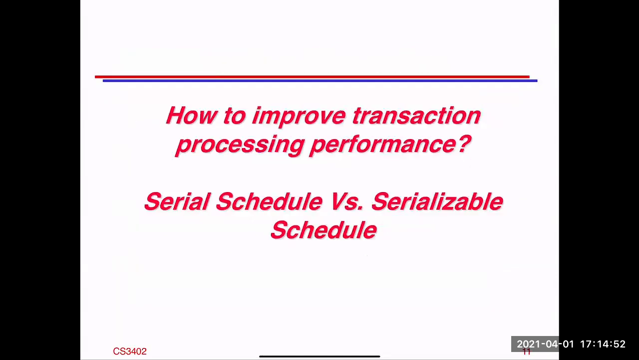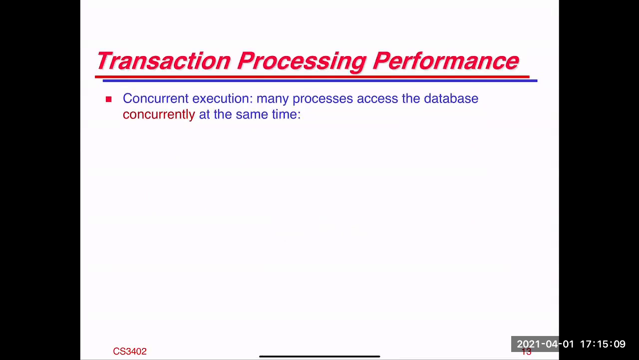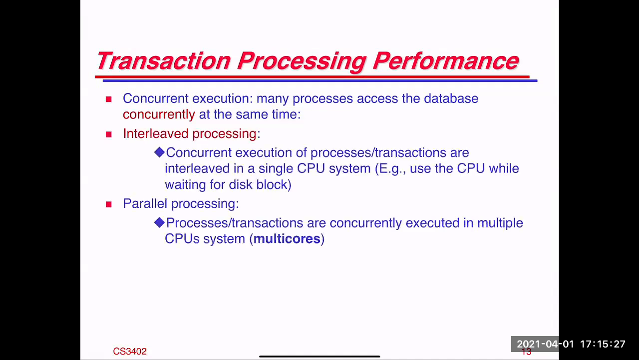All right, so let's talk about how to improve transaction processing performance. And one key question that we need to look at in this context is what the difference is between serial schedules and serializable schedules of transactions. So nowadays, most modern systems will support concurrent execution. So what we mean by that is that we have many processes that access the database concurrently at the same time. Okay, and there are mainly two types of concurrent processing that we need to distinguish.